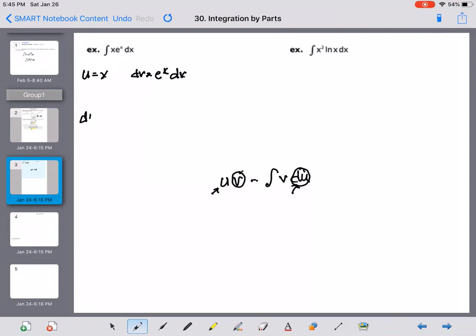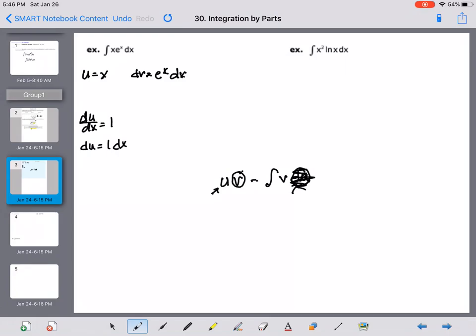Let's move down here. So du with respect to x will give us 1. And if I solve that out, I get that du is equal to 1 dx. And that's what I needed for this part of the formula. So I'm done with that piece. I have that piece.